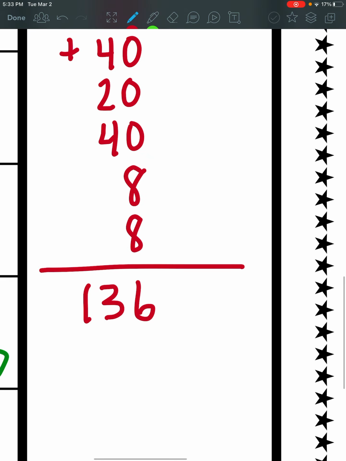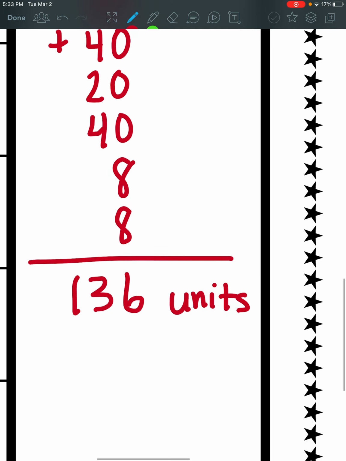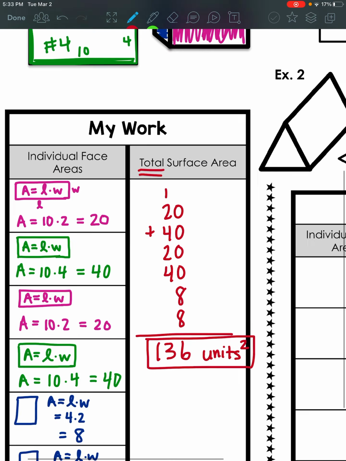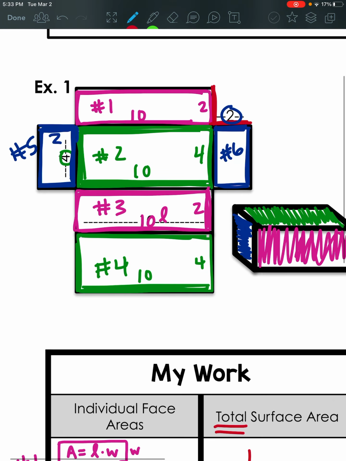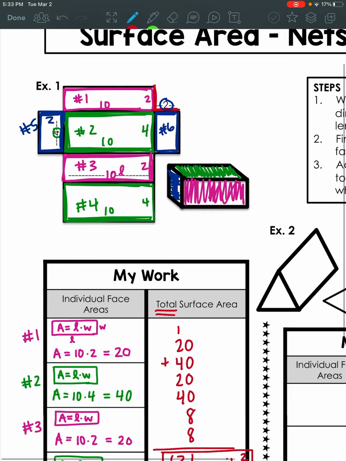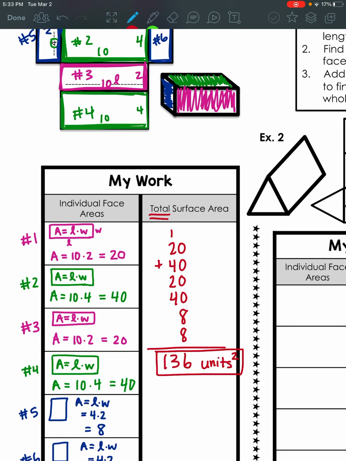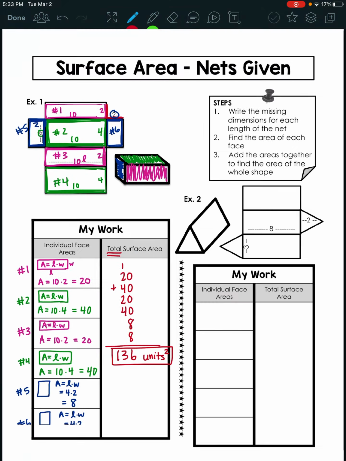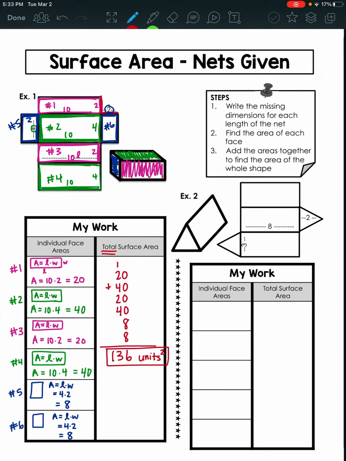136. Now, in surface area, whatever our label is, so maybe centimeters, inches, whatever it is units, and then we square it. So there are 136 square units, and I'm saying units because there's no label on these. It doesn't say 10 inches or 10 centimeters. So it's 136 units squared. So there is how you find surface area using a net. You will find the area of each face, add it all together.